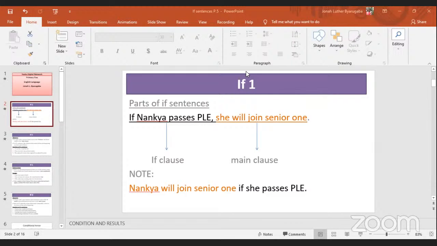Excellent. Now, if they give you such a sentence and they ask you to express it in if three, what will it be in if three? I beg your pardon? Express this sentence in if three. If she passed PLE. Are you sure? We have just talked about how to formulate the if clause of if three. You are saying if she passed, really?